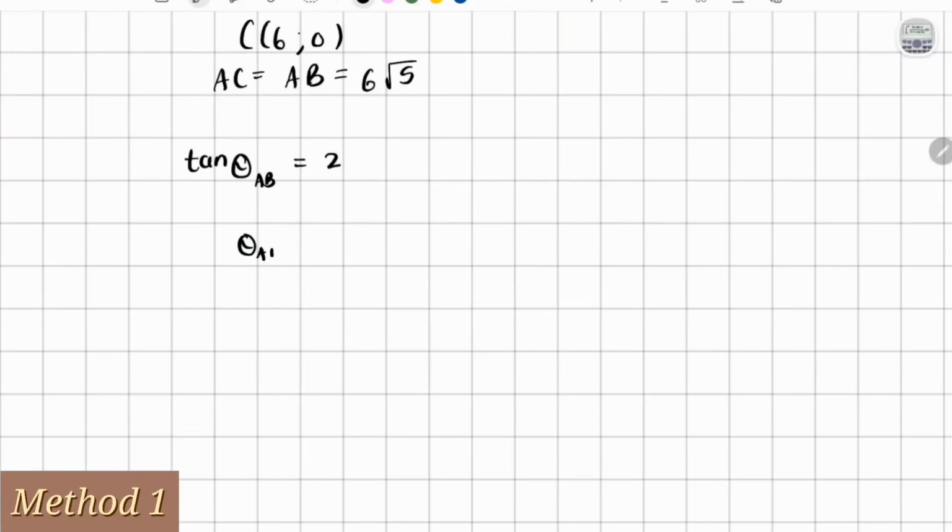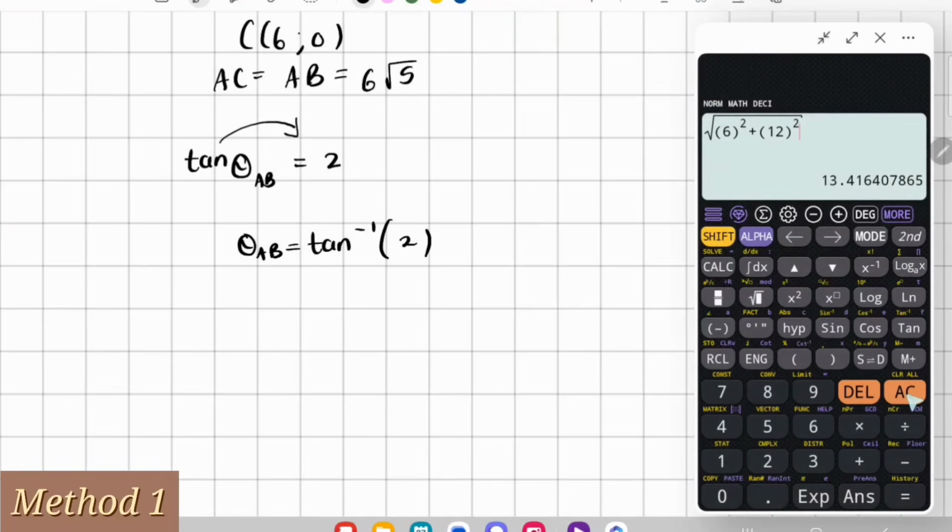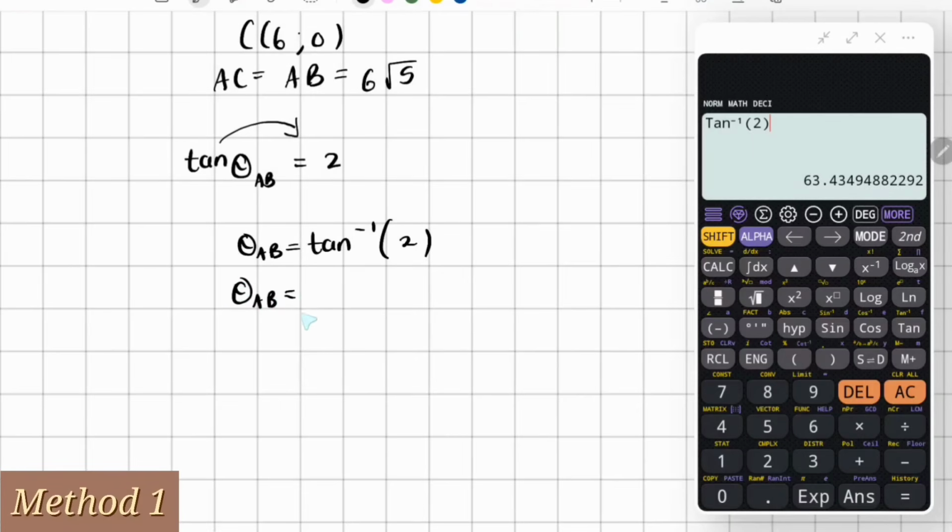Then we can solve for theta of AB. So theta of AB is equal to the inverse of tan, shift tan of 2. On your calculator, you're just going to press shift and then tan, the second function of tan, and 2, and we get 63.43. Okay, so I don't want to round off yet. I want to round off at the end. So I'm just going to leave theta of AB as 63.434, and I'm not rounding off yet, so we'll probably just use it as this.